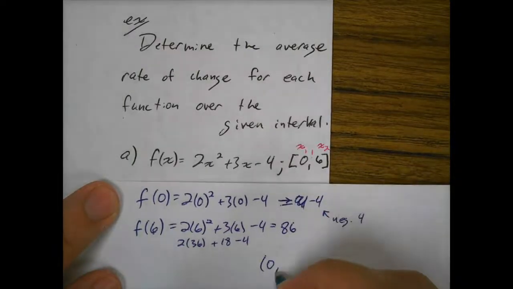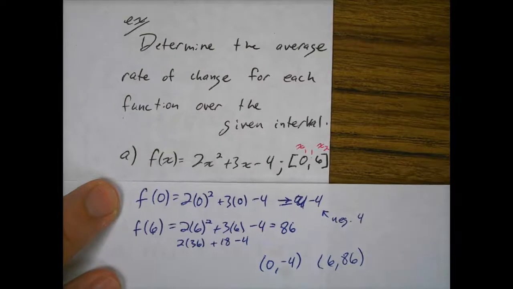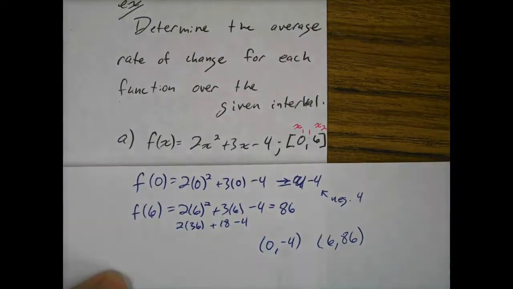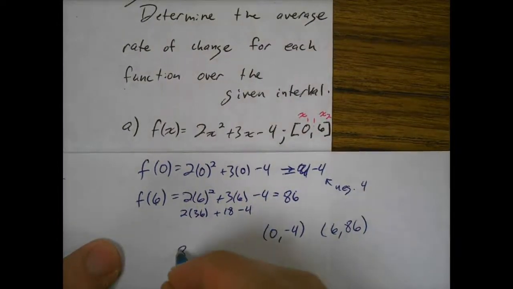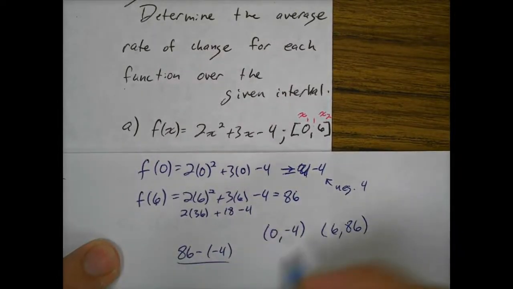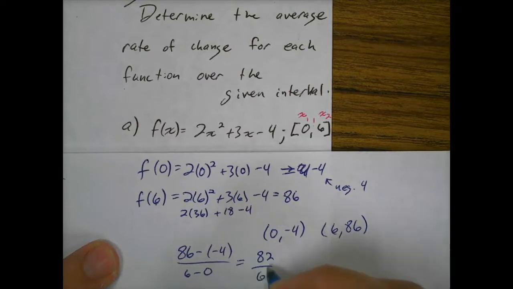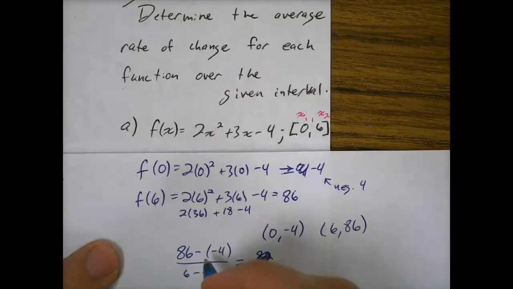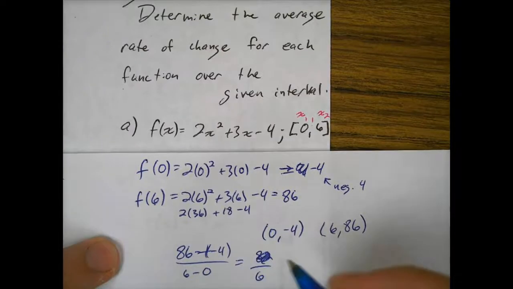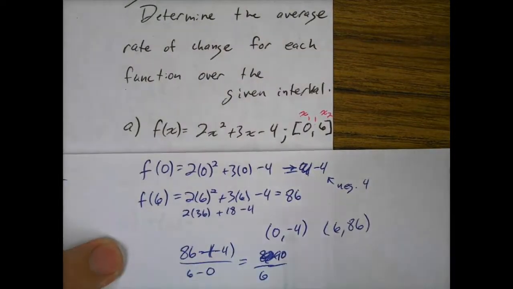All right, so essentially we have 2 points. We have 0, negative 4. We also have 6, 86. So the slope, or our average rate of change, could be 86 minus a negative 4, all divided by 6 minus 0. All right, so we have 82 divided by 6, that is not 82. Minus a negative turns into a positive. So that's 90 over 6, right? Yeah, 90 over 6. My bad.